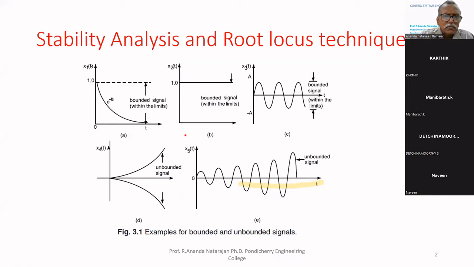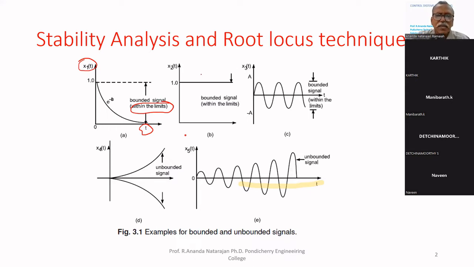Here, this x1 of t is the output. The x-axis is time, the y-axis is output, x1 of t. The output decreases and finally settles at 0. So this signal can be called a bounded signal. It has limits, and within those limits, it is a bounded signal.